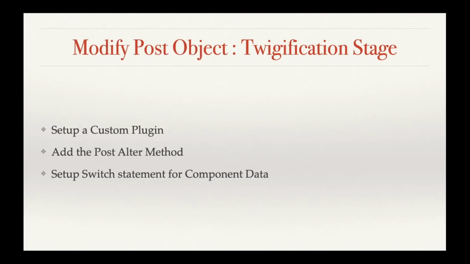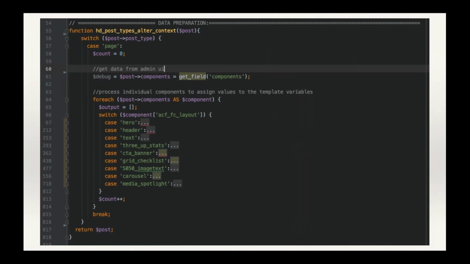I typically use the same plugin used for defining post types and categories. In this plugin, I'll add the hook alter. This method will accept the post object and look at the values in the component field of the page. All components associated to the current page will be processed through a switch case statement. If the case matches the layout, then the data will be saved to the post object. In the Twigification phase, these case statements contain hard-coded data objects that we created in the initial Twigification.